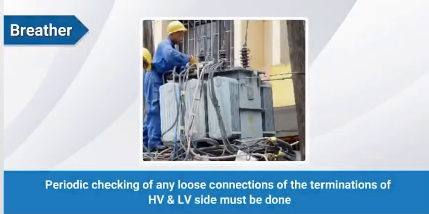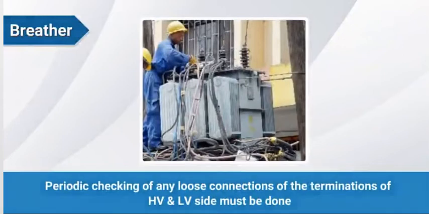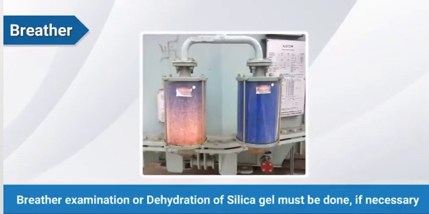Breather. Periodic checking of any loose connections of the terminations of HV and LV side must be done. Breather examination or dehydration of silica gel must be done if necessary.